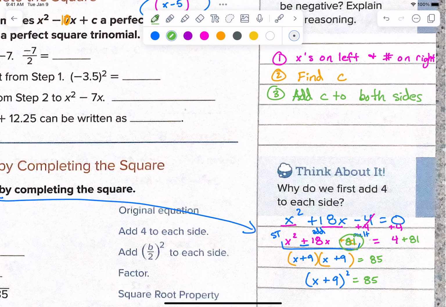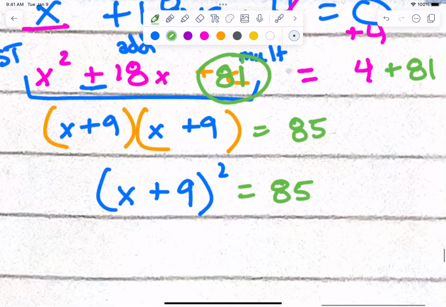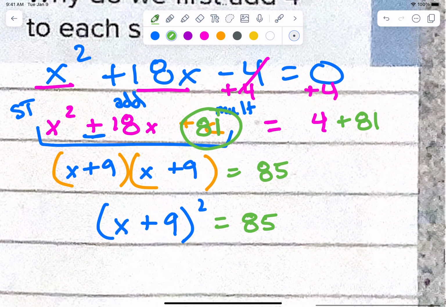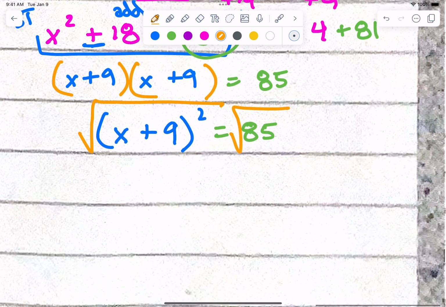Okay? And then step 4, which is the last step, we do the square root property, like the first example and second example that we did, okay? We've got 85 on the right side. We're doing the square root property, and here we go. Take the square root of both sides, okay? The x plus 9 just falls out of there.